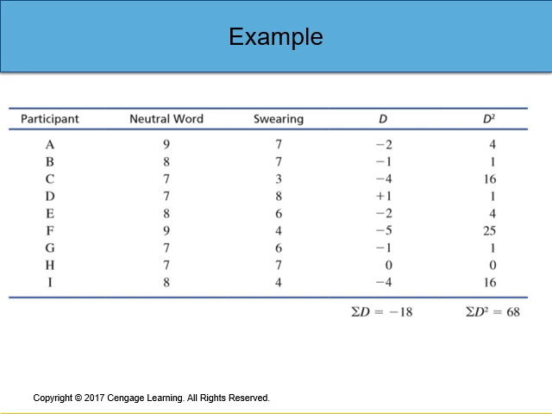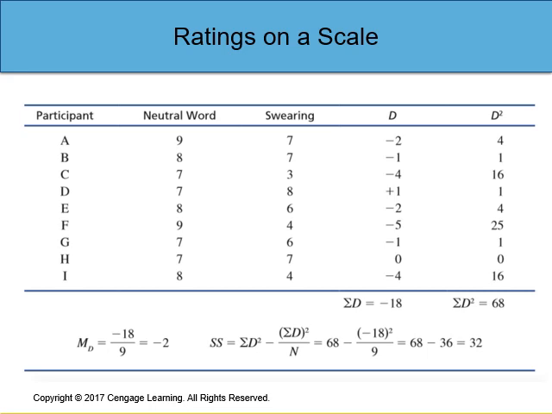Then you would sum up these 2 columns, just as if they were an X and an X squared column. Now we have a D and a D squared column. So the summation of D for this column is -18. The summation of D squared is 68. The mean of the difference scores is just summation of D over N, so -18 over 9. There are 9 participants or 9 pairs. That gives you -2.